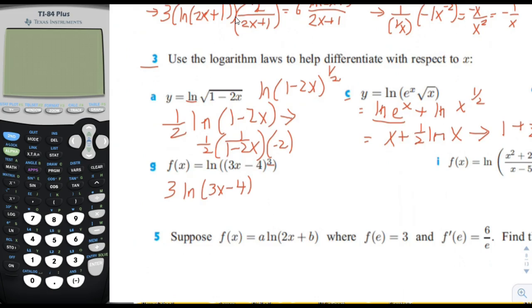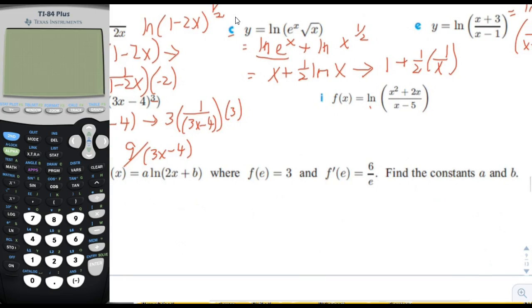Now we're going to take the derivative. So when we take the derivative, we're going to have 3 times, and the derivative of natural log of 3x minus 4 is 1 over 3x minus 4. And then we take the chain rule. So the derivative of 3x minus 4 is 3. Okay? So we can simplify that. We have 3 times 3 is 9 over 3x minus 4. Okay. Now we do I.